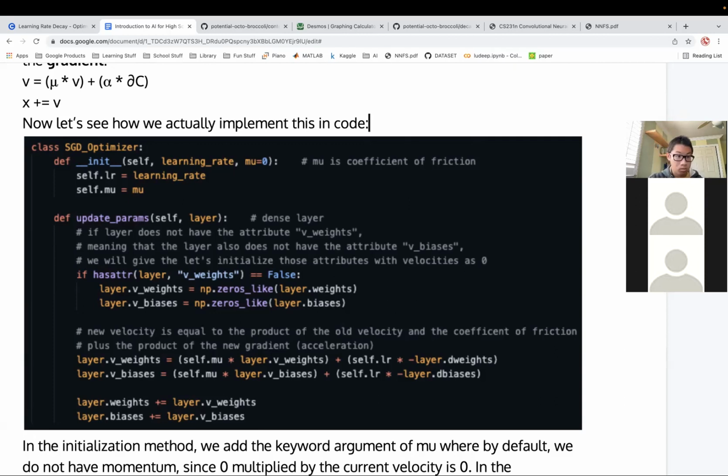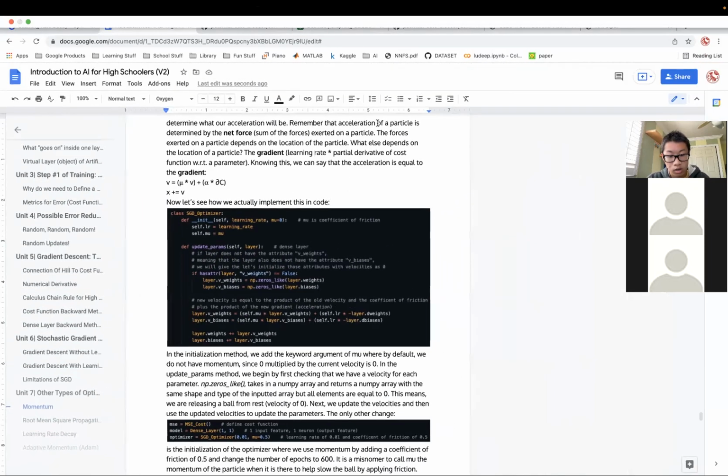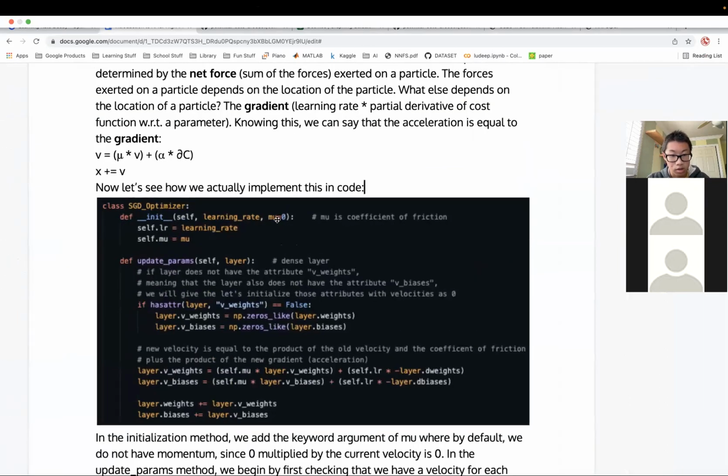Self dot mu times... so you just replace. So you're basically just optimizing the optimizer. Yes, you're trying to make it better. So mu is something you need to set yourself.